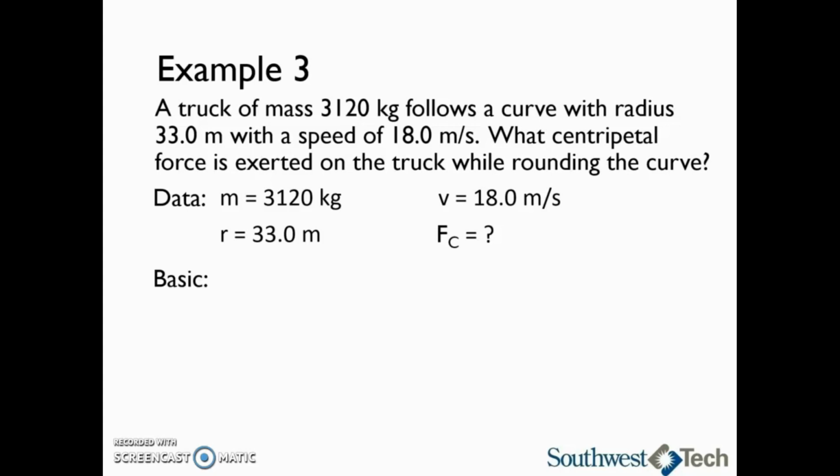The basic equation for centripetal force is that the centripetal force is equal to the mass times the velocity squared divided by the radius. Since this is already written in terms of centripetal force, it is also our working equation.